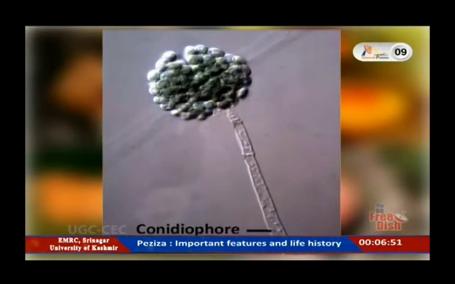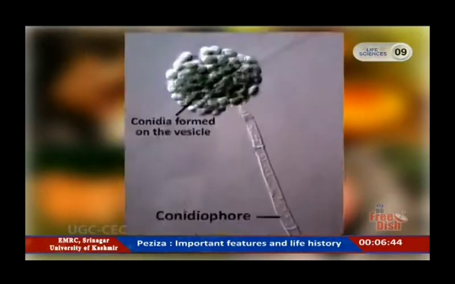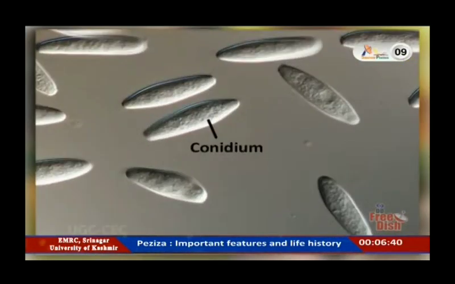The conidiophores, students, you must remember, are long, cylindrical, erect, and septate. The tip of the conidiophore swells to form a vesicle. Conidia are formed on the surface of the vesicle. They are hyaline, elliptical, and thin-walled.